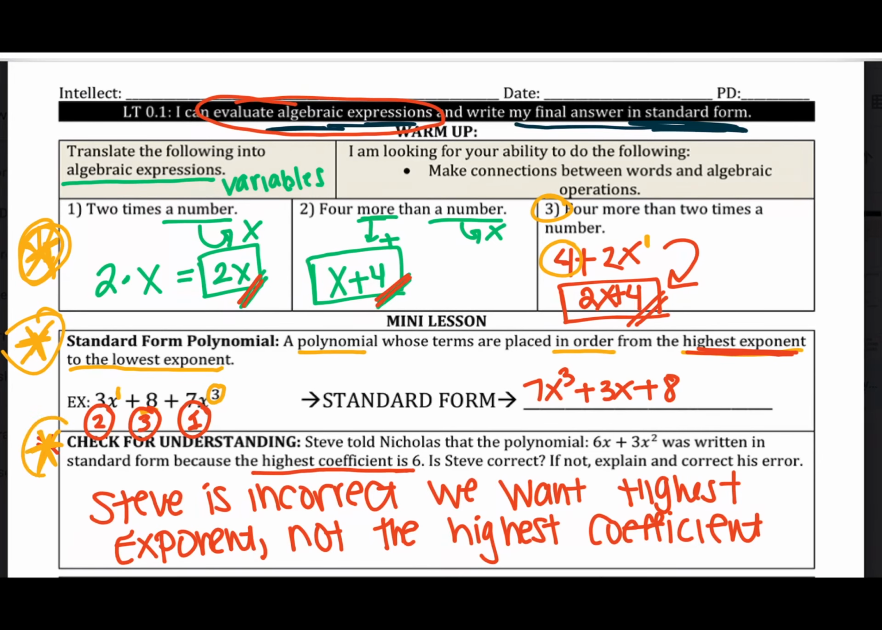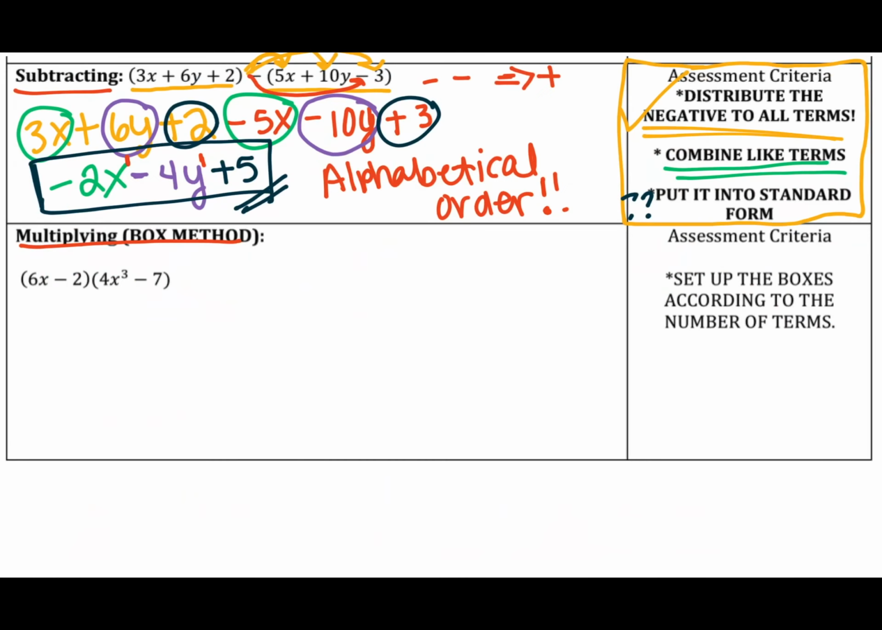And we realized that the focus with standard form is the exponent. It's the exponents, not the coefficients. So we be careful with that. All right. And we tried combining two terms with subtraction. And we got our final answer, realizing that because they're different variables, we have to put that in alphabetical order. Are we ready to keep going?